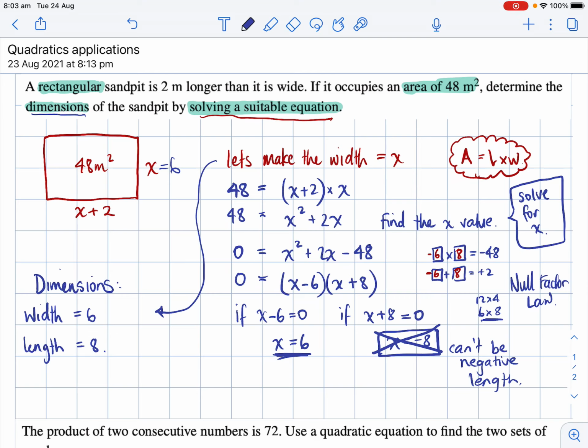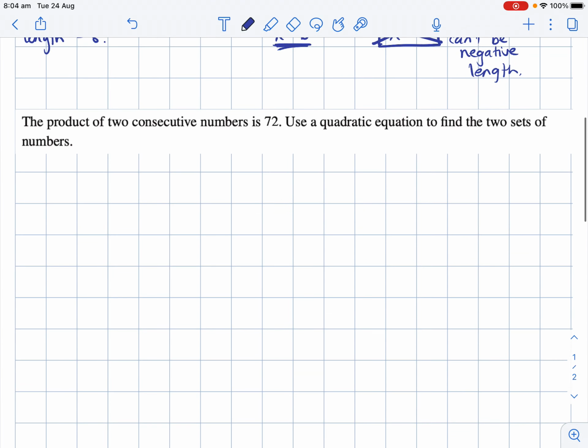That's it. So we've used a quadratic formula. We have thrown in some expansion. We have thrown in some factorising. And we've thrown in some solving. And applied it to an area problem. Nice. Let's have a look at another one.